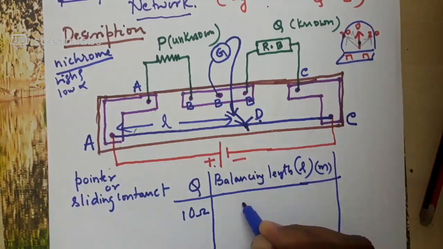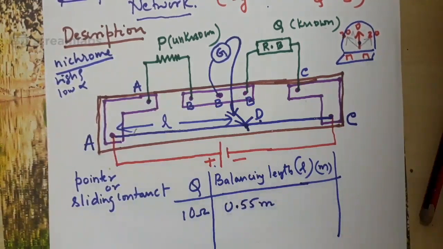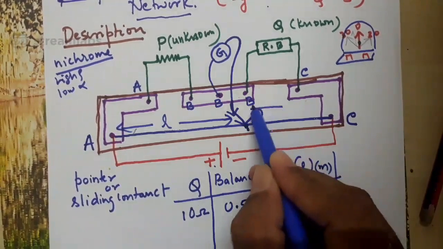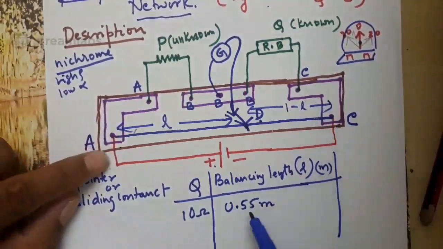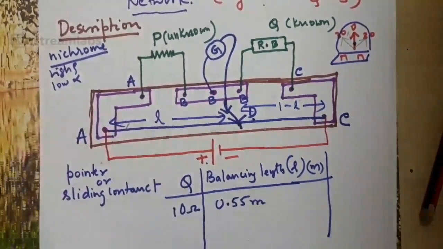Assume that the balancing length was around 55 centimeter. 55 centimeter means how much meter? 0.55 meter. This is L. What is the remaining length then? Obviously 1 minus L, right? Because the total length is 1 meter. I am talking in terms of meter. If this is 0.55 meter, remaining is 1 minus L. That we are not interested in. I believe you understood the discussion.